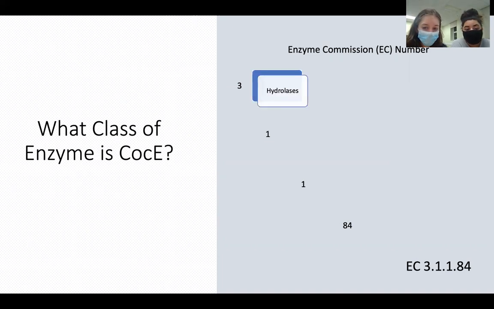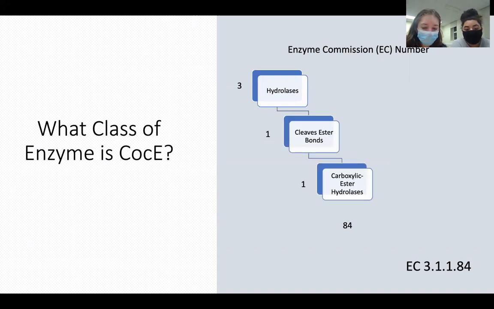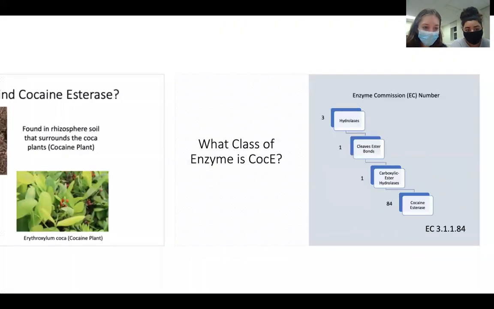The 3 indicates the kind of enzyme it is, a hydrolase. A hydrolase enzyme is an enzyme that cleaves a covalent bond using water. The covalent bond cocaine esterase cleaves is an ester bond, indicated by the second number, 1. The next number, 1, indicates that with the cleaving of ester bonds, cocaine esterase is able to hydrolyze it into alcohols and carboxylic acids by being a specific type of hydrolase enzyme, a carboxylic ester hydrolase. The 84 states the actual name of the enzyme.